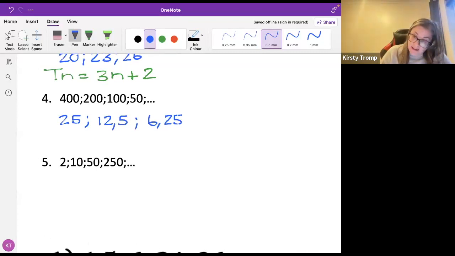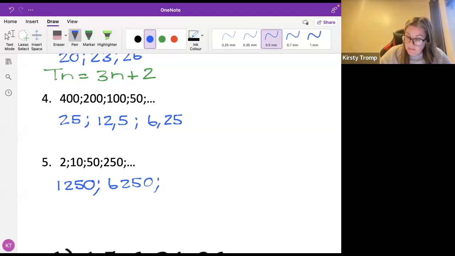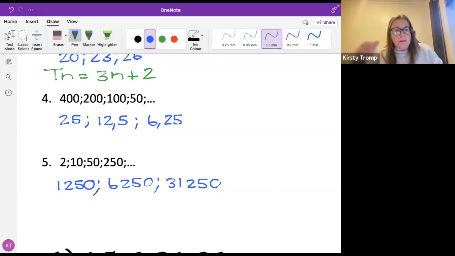Well done. So who can give me my next 3 terms in the chat? I'm multiplying by 5. So what's my next 3 terms going to be? My next term is going to be 1250. And then I'm going to multiply by 5 again. I'm going to get 6250. And then I'm going to multiply by 5 again, and I'm going to get 31250. So I'm multiplying by 5 each time.